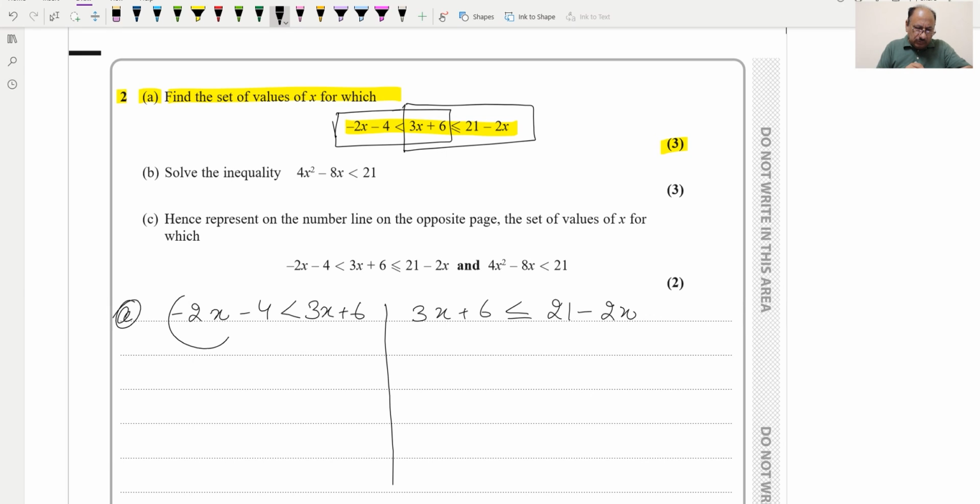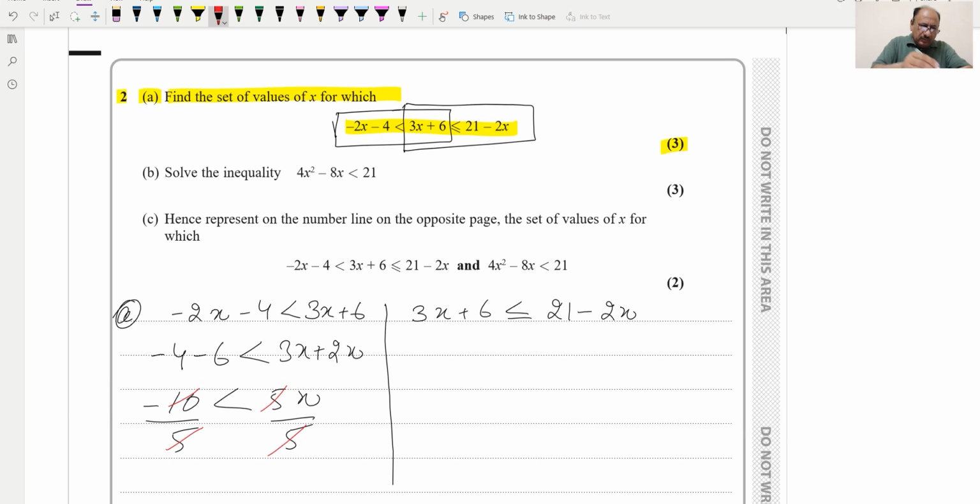So 2x we can shift to the other side, and this will become minus 4, and minus 6 also we can send to the other side. This will be minus 6 is less than 3x plus 2x, and this will be minus 10 is less than 5x. Now divide both sides by 5, and after cancellation x is greater than minus 2. This is one side which we have solved.